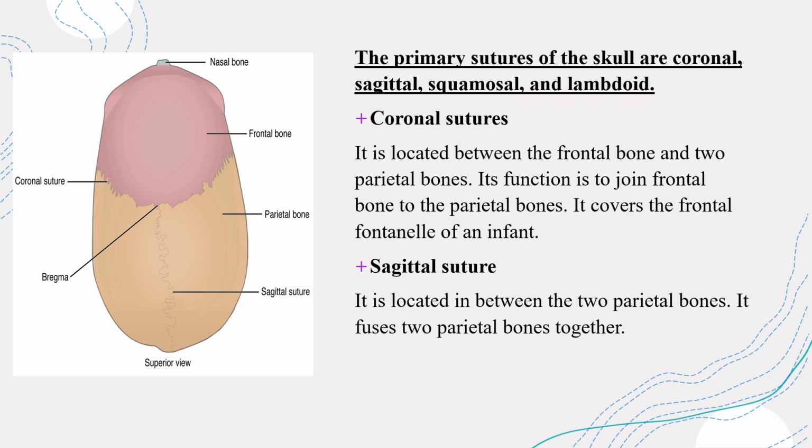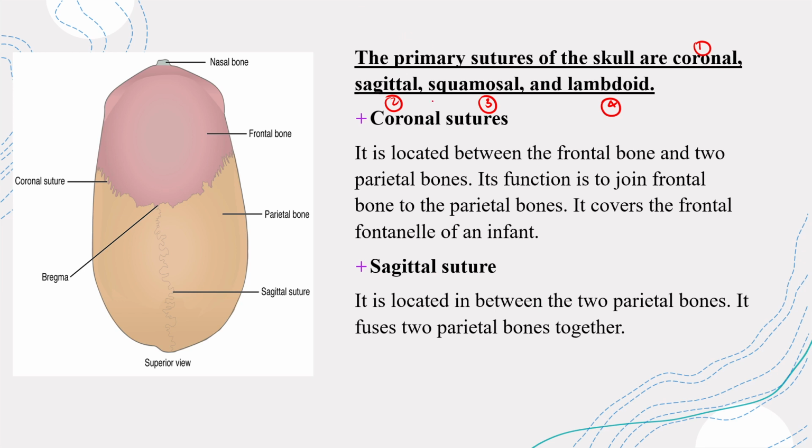Next, let's talk about the different sutures which are there in the skull. Let's categorize different sutures like primary sutures and the other sutures. Primary sutures are the coronal suture, second sagittal suture, then squamous suture, and then lambdoidal suture. So we have these four primary sutures. Let's see the location of these sutures.